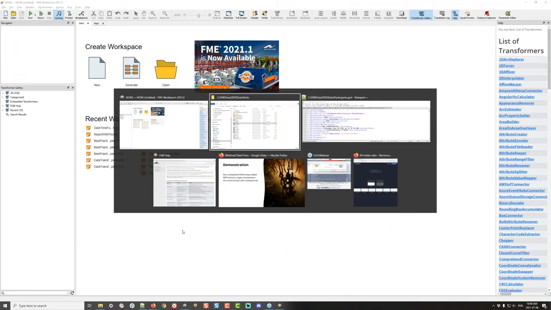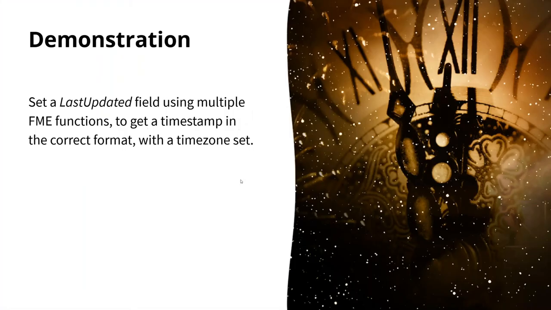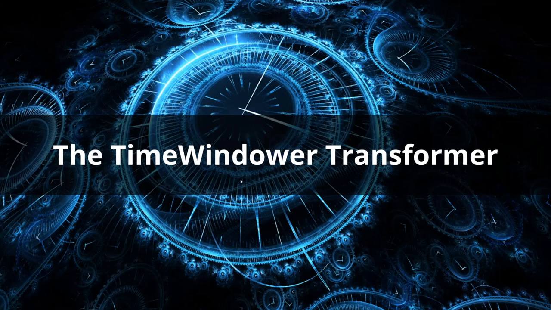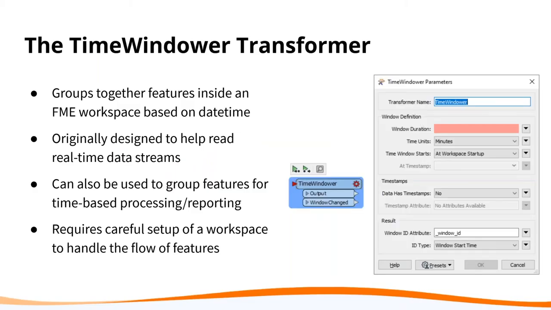Let's see, what am I going on to next? The next thing we're going to look at is the time windower. And the time windower is not really one of the core date time transformers, but it's a different way of handling dates and times. It groups features together based on a date time, and it sort of creates windows.